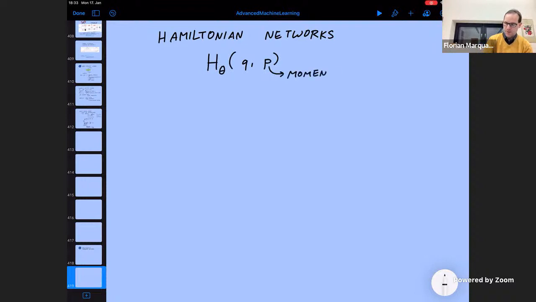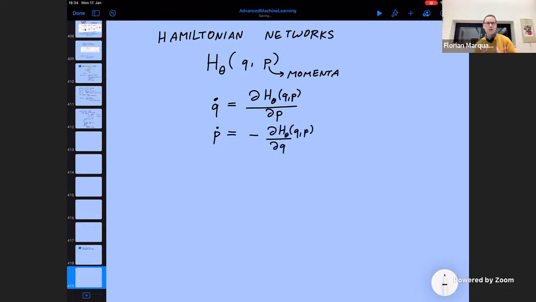And then Hamilton's equations of motion look like this. Q dot equals dH over dP. So you take the derivative of the Hamiltonian with respect to the momentum, and that gives you the velocity Q dot. And for P dot, which you also want to know, it's minus dH over dQ. Okay. So these are Hamilton's equations of motion. And what you would then want is that the observed Q dot and the observed P dot in your trajectory match what you have here.